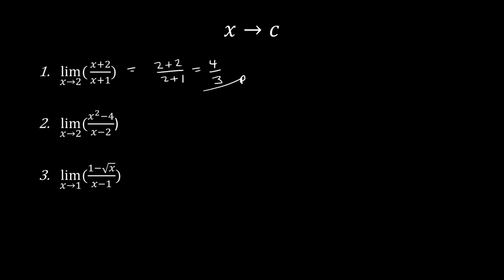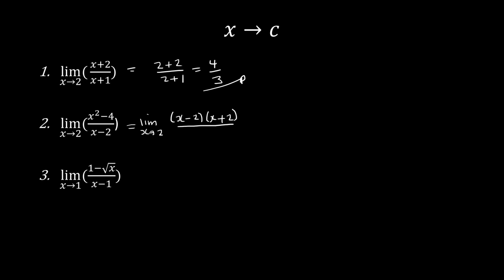Then the second question, we can see the second question already at the bottom. If I substitute 2, I have 0, and if we divide by 0, we have undefined, right? Which means we should try to simplify it or find another way to do it. At the top we have a difference of two squares, which is x squared minus 2 squared, which is that 4. So don't forget you write this limit until you substitute.